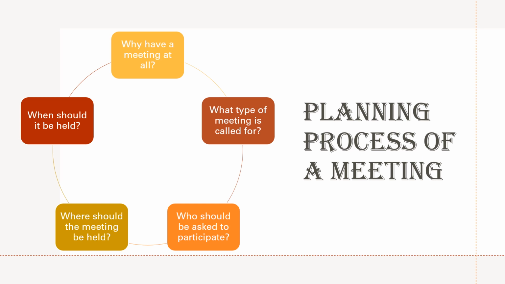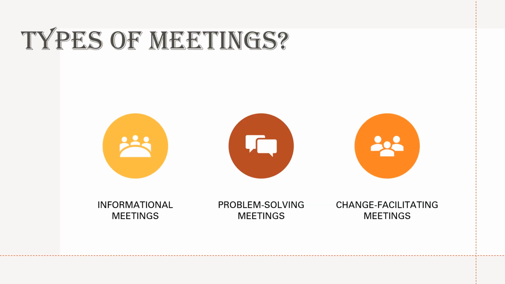So this is a very important phase. The planning process of a meeting is something that is very important. If we understand it, then it will be easier for us to carry forward the meeting. Coming to the types of meetings, we have three kinds of meetings.